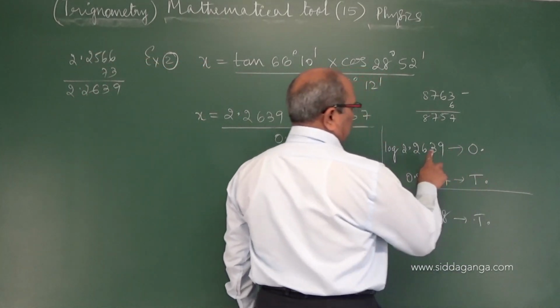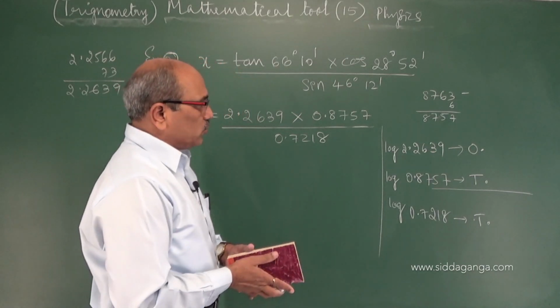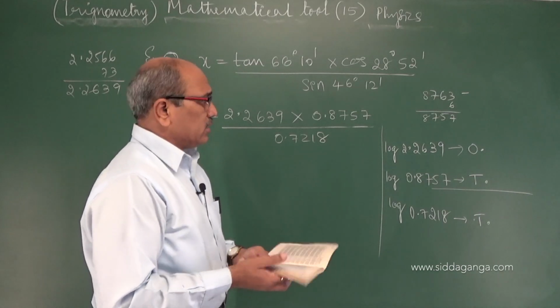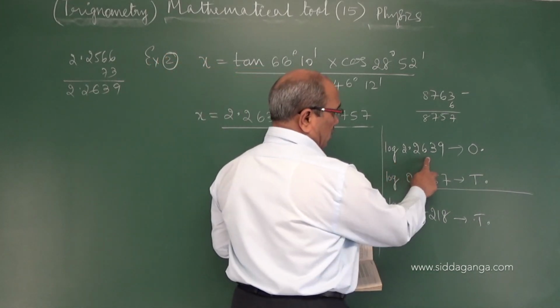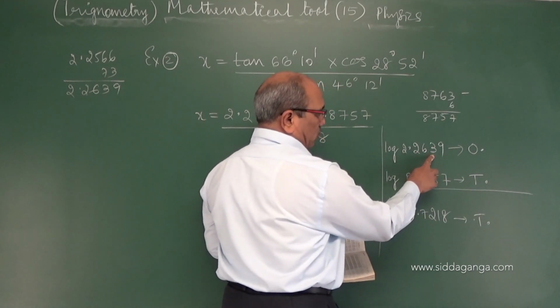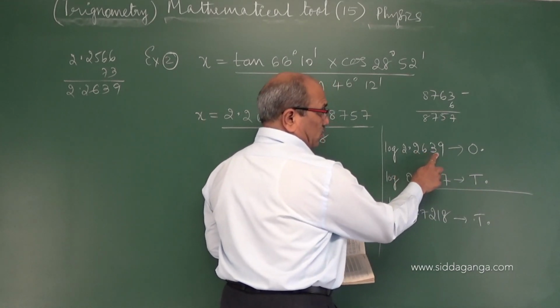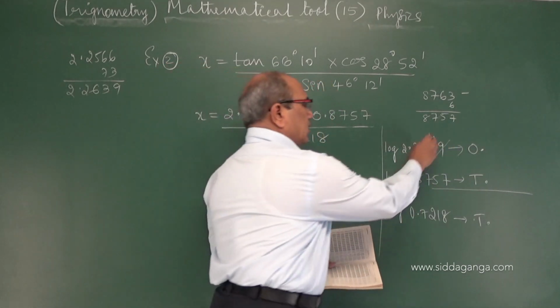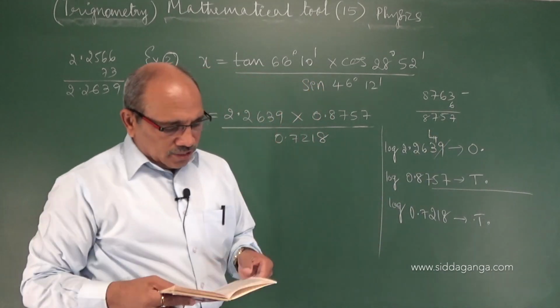Let us add this, 2.2639. When seeing the log, you can take only 4 digits. Cancelling the 9 by approximation makes it 4. 2.264: I cancel this and read it as 4.